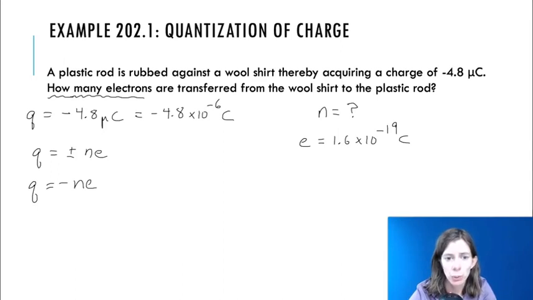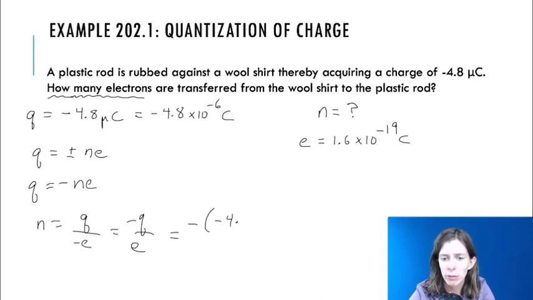So we're going to go ahead and let you get N by itself. Pause the video if you need to. But what you're going to do is you're going to divide both sides by negative E. So you're going to get Q over negative E, which is the same thing as negative Q over E. And finally, you can plug in the values. So negative times negative 4.8 times 10 to the negative 6 coulombs, and then E is the charge of one electron, 1.6 times 10 to the negative 19.